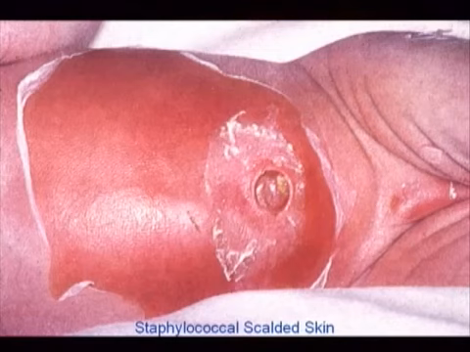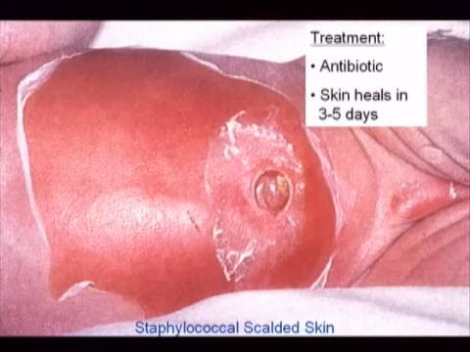So widespread peeling of the skin, but the skin underneath is still epidermis, so this doesn't have any scars when it heals, and patients usually resolve pretty quickly within a few days.